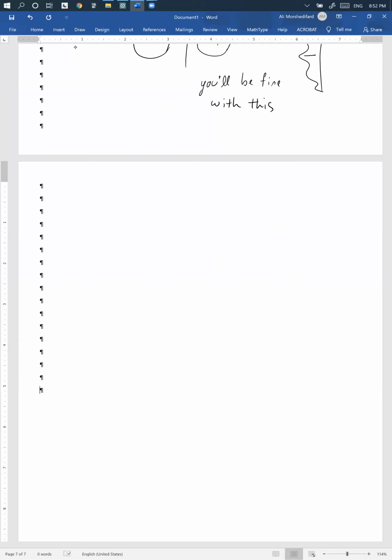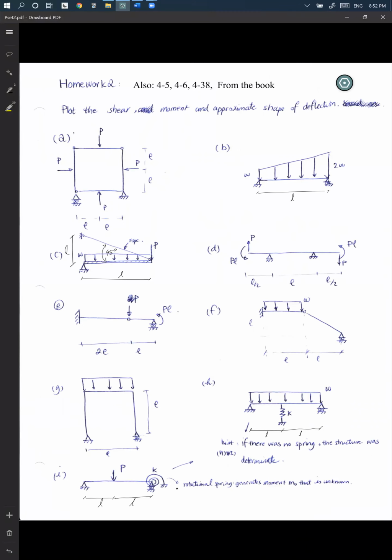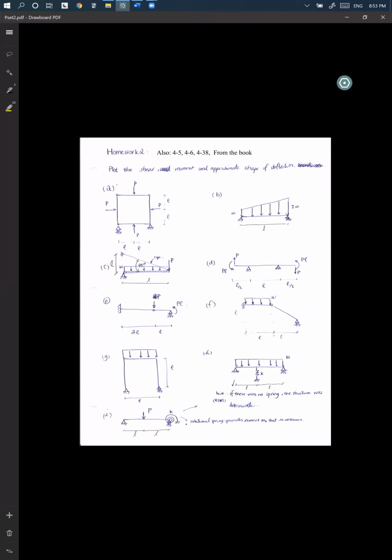Questions. Okay, Brian says E or I. Let's see which ones are E or I. E is this one. I is this one. I'll do E first because E is a more difficult version of I, and I'll explain why.